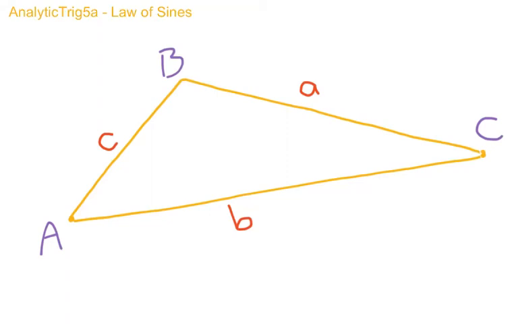The law of sines is very dependent on a triangle that's labeled in this way. Little a, which is a side, is opposite big A, which is an angle. Big B and little b, big C and little c.